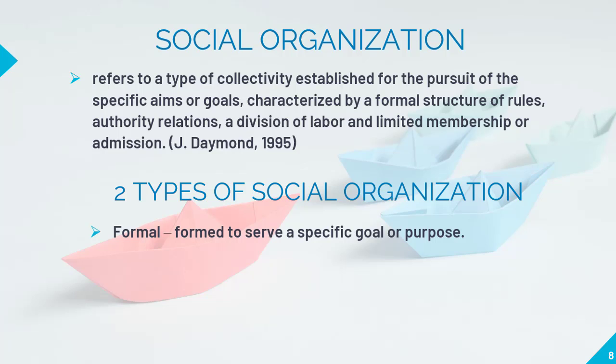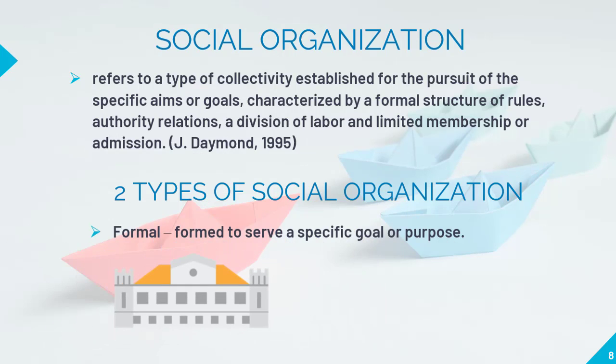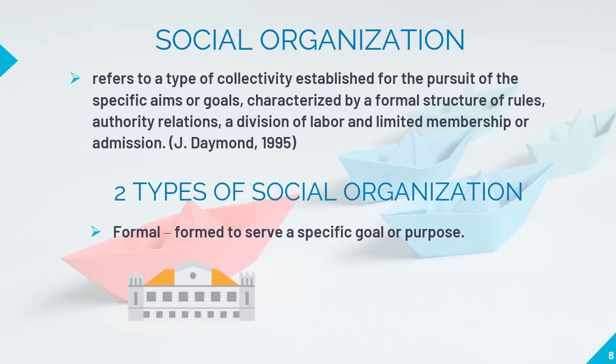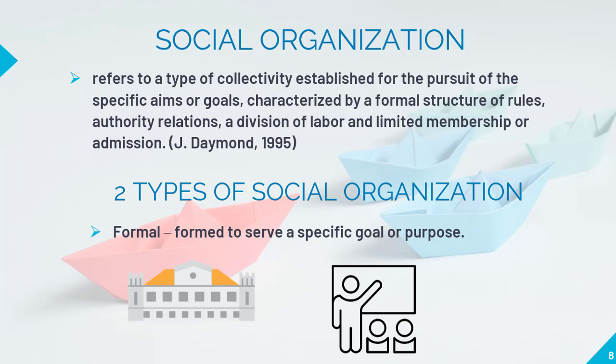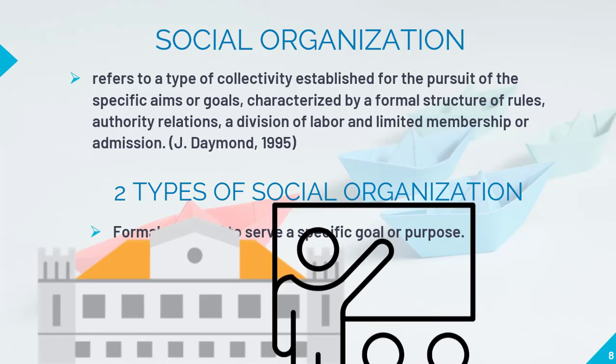A formal organization is formed to serve a specific goal or purpose. For example, the government is formed to govern and manifest the will of the state. Another example is the organization formed within a business corporation. The main goal is for the corporation to profit and be able to continuously serve the clientele with products or services and to provide salary and benefits to their employees.